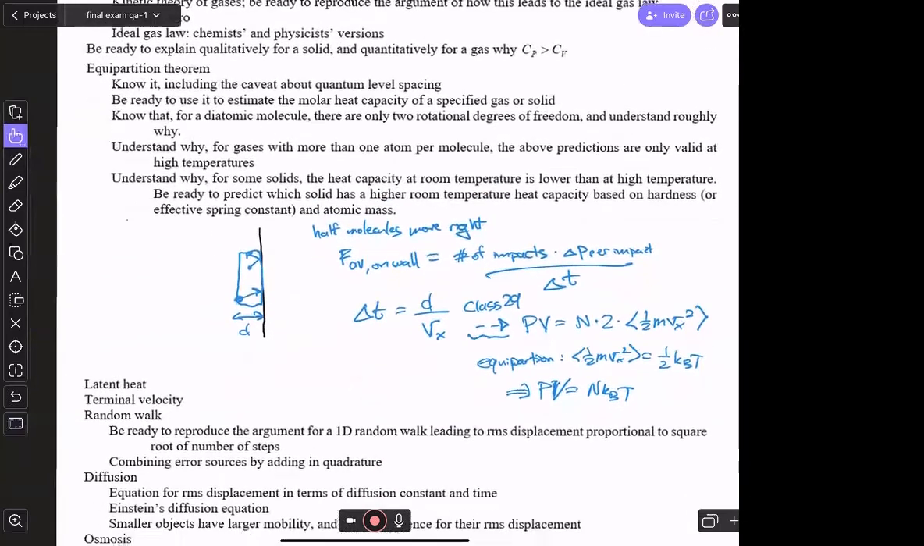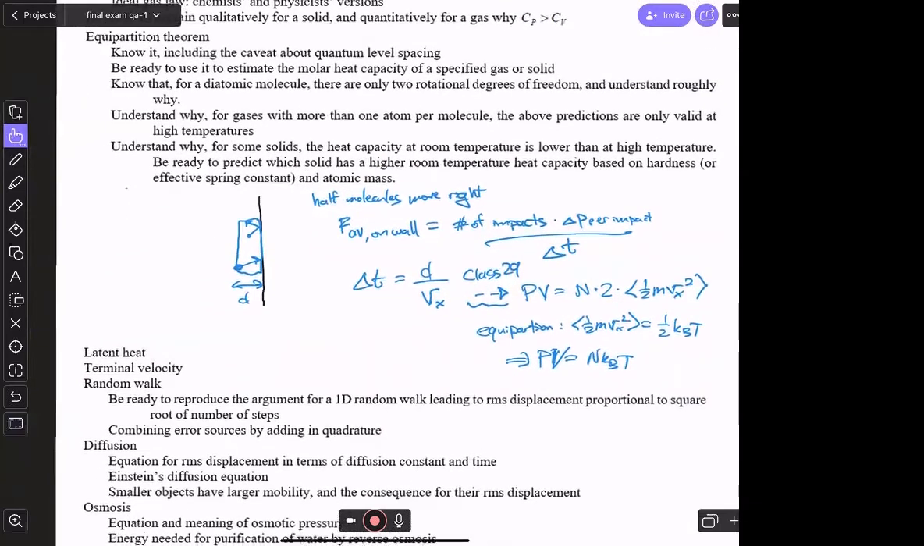Idea of latent heat. Terminal velocity. So we talked a little bit about that in the first section. Terminal velocity, again, is just when you're falling fast enough that your velocity is so big that the force of gravity downward is equal in magnitude to the force of air resistance upward.